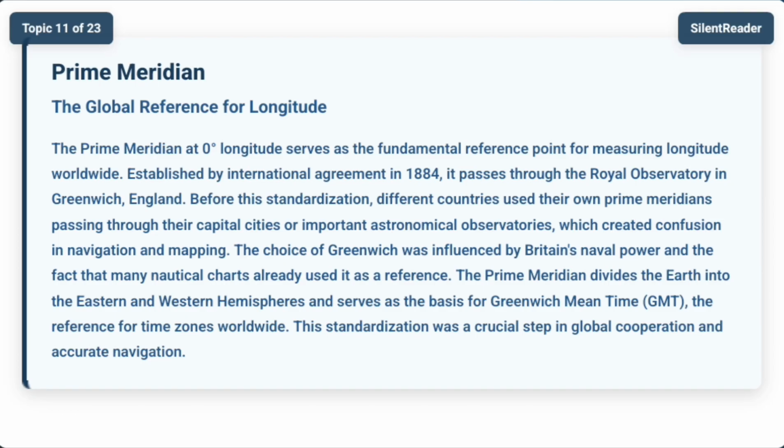The choice of Greenwich was influenced by Britain's naval power and the fact that many nautical charts already used it as a reference. The prime meridian divides the Earth into the eastern and western hemispheres and serves as the basis for Greenwich Mean Time (GMT), the reference for time zones worldwide. This standardization was a crucial step in global cooperation and accurate navigation.